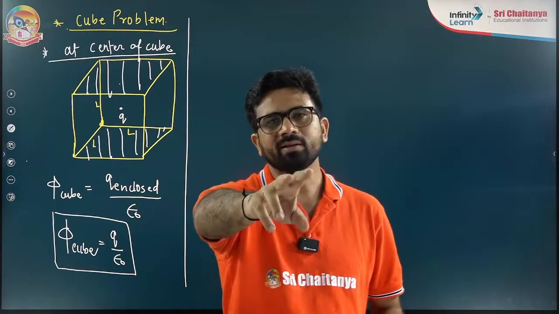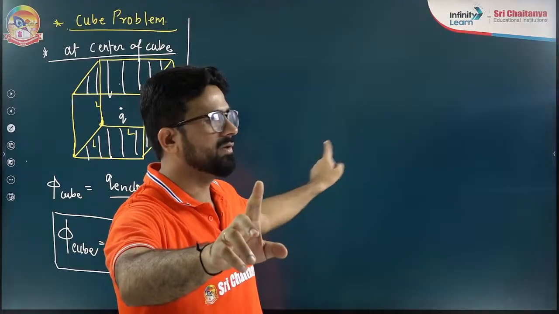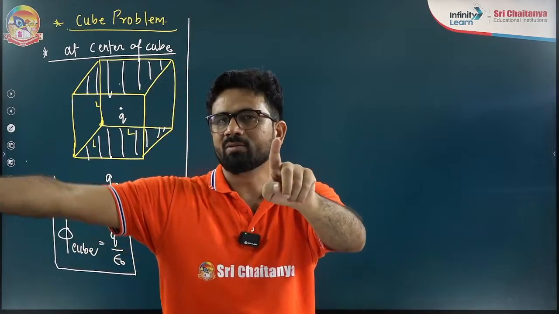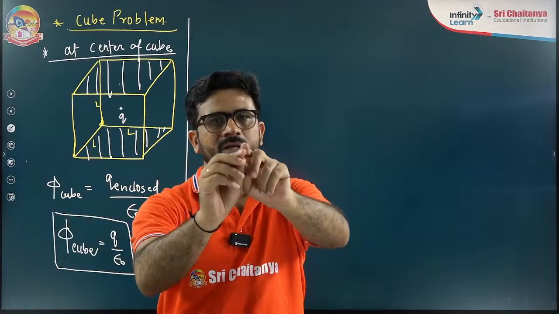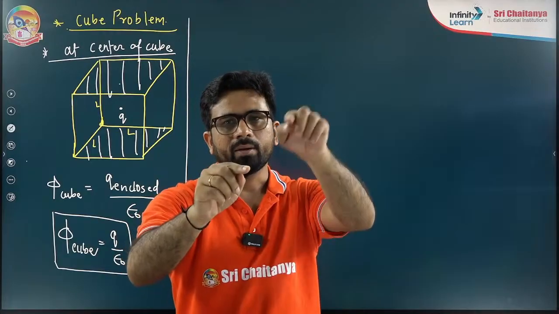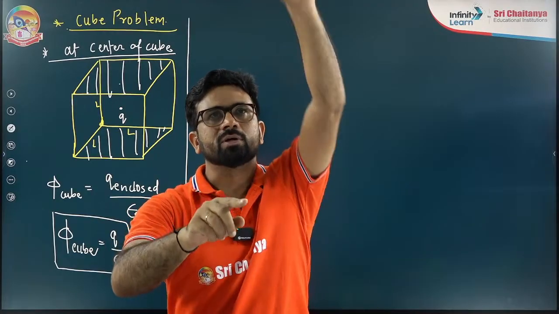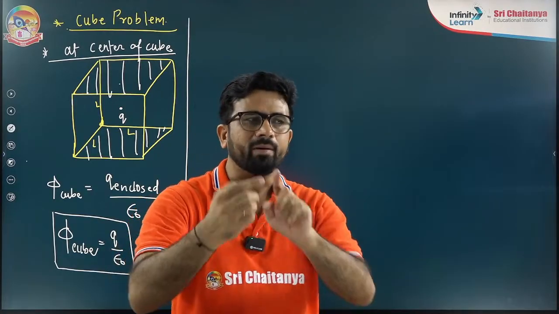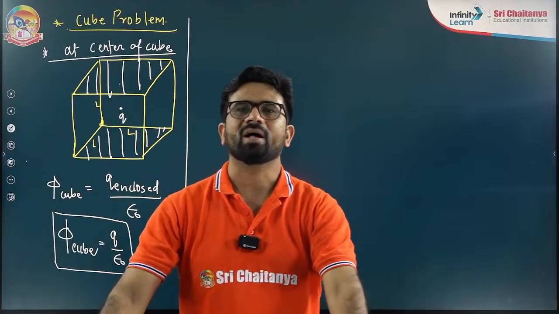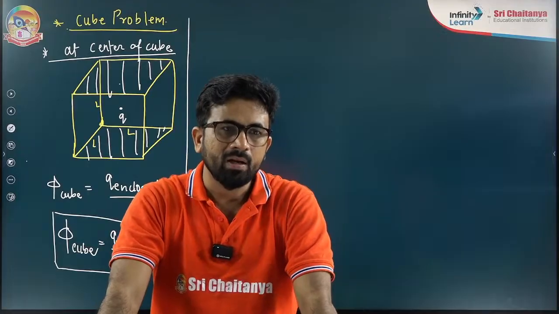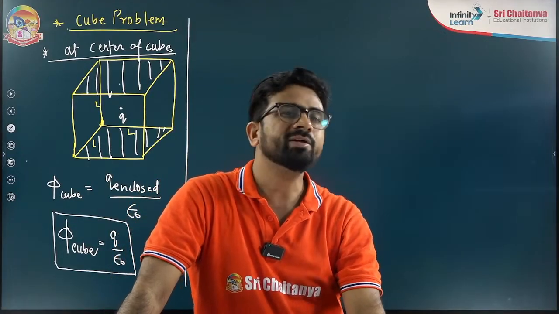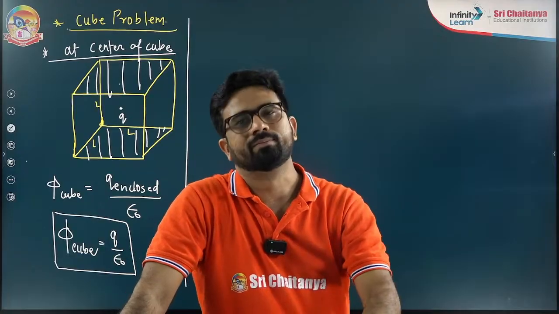If you take the distance from the charge to this face, it is equal to L by 2. Similarly, this wall is also L by 2 from the center, this other wall also L by 2, this floor is also L by 2, this ceiling also L by 2, and the front wall also L by 2. So all 6 faces are at equal distance. That means the flux associated with each wall or each surface is also equal.